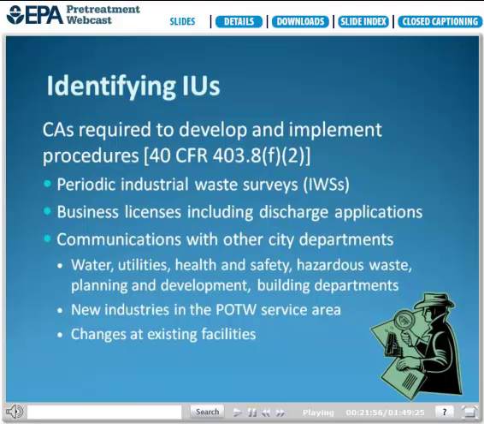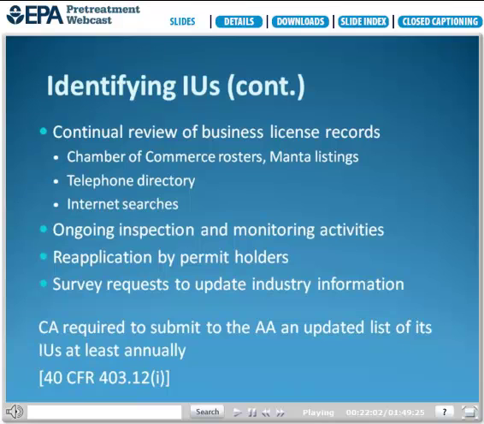Both the POTW pretreatment permit writer and the inspector need to constantly be aware of changes: new industries that move to town, industries that close, industries that change their processes, add new process lines, close process lines, change their chemicals. The POTW Control Authority needs to develop procedures so that it can find out about such developments before they happen.